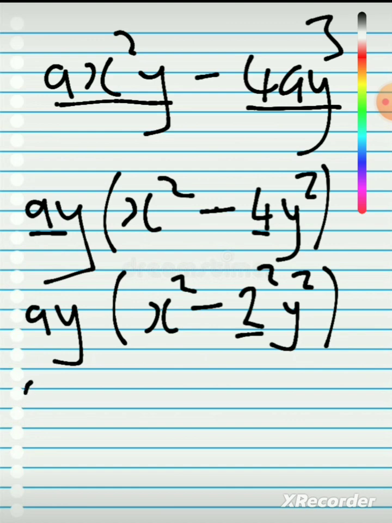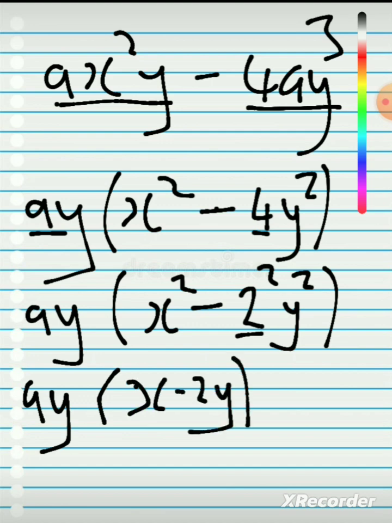So now we can write without the powers, like the way we do with difference of two squares. So this is x minus 2y, in other brackets, x plus 2y. If you want, you can add this.